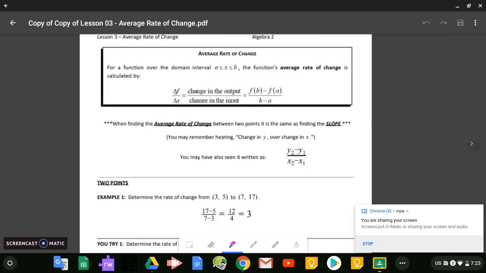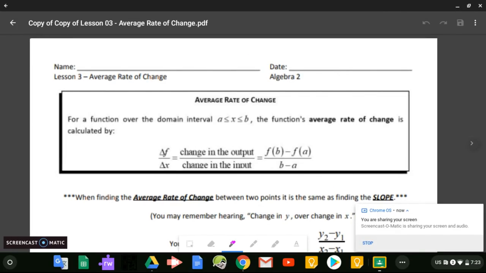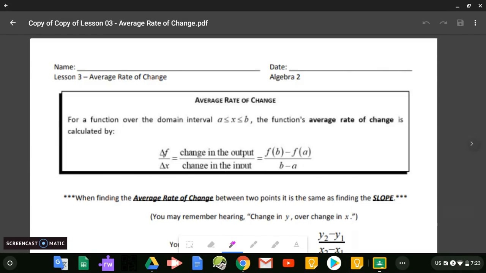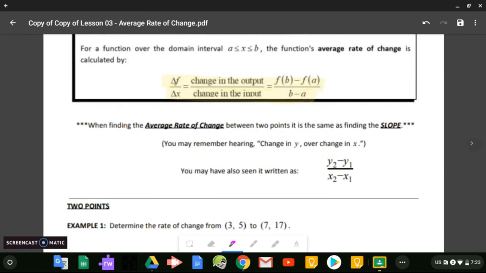Okay, so for today's lesson, you're going to want to have your notes turned to lesson 3. And today we're talking about average rate of change. This is something that you've done in Algebra 1, maybe even in geometry a little bit. Average rate of change is basically just slope. When we calculate it, we're keeping it bound between two x values. So here, we're going to be using our slope formula.